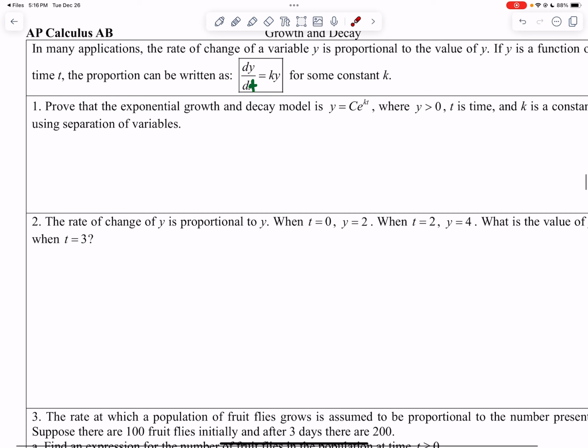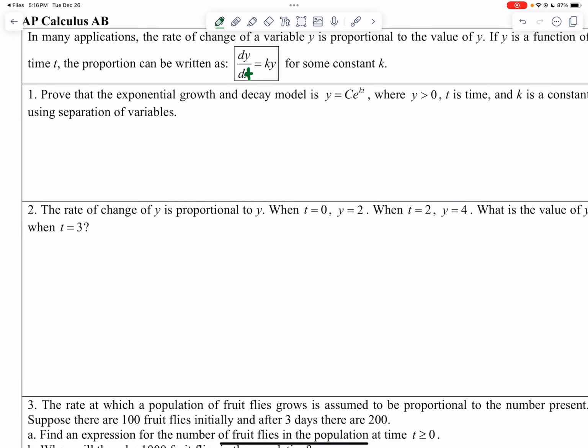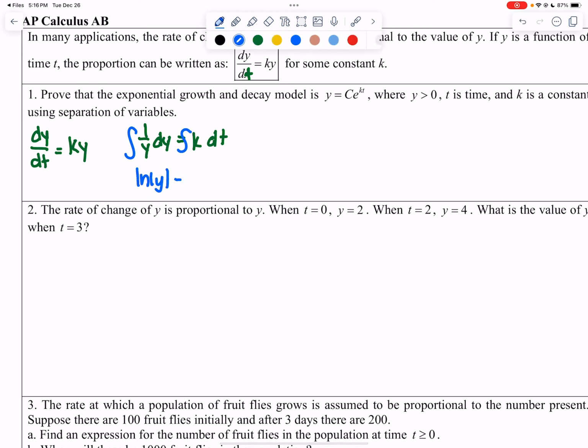Number one just says, prove that the exponential growth and decay model is y is equal to c e to the kt using separation of variables. So we're using the same thing that we've been doing before break in Unit 6a, where we're using separation of variables. So I'm going to divide by y, multiply by dt, so that I have 1 over y dy is equal to k dt. I am going to integrate both sides now. So that's going to leave me with ln of y is equal to kt plus c.